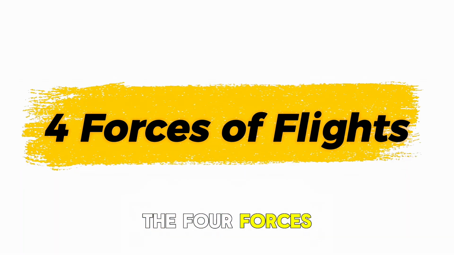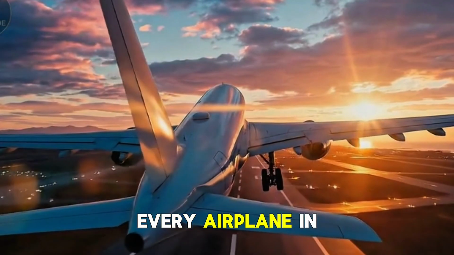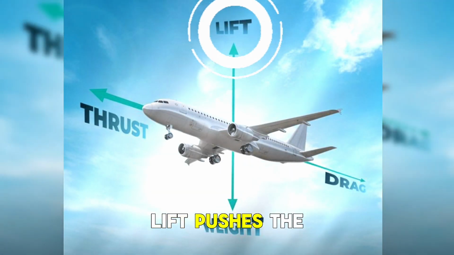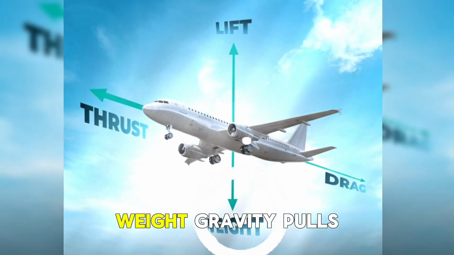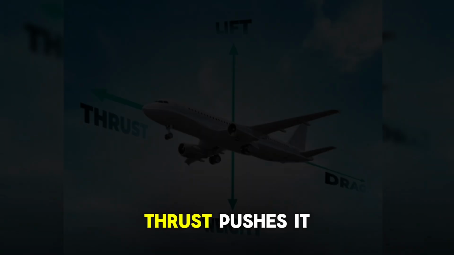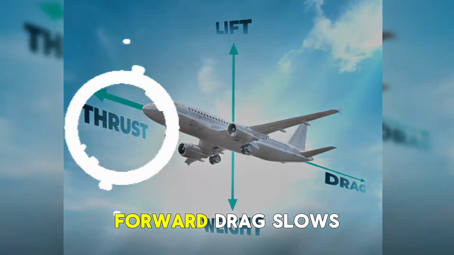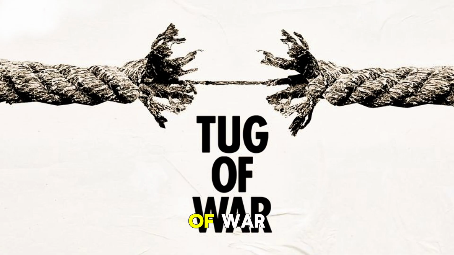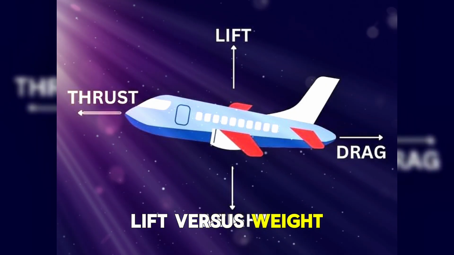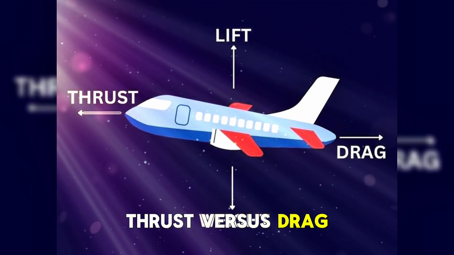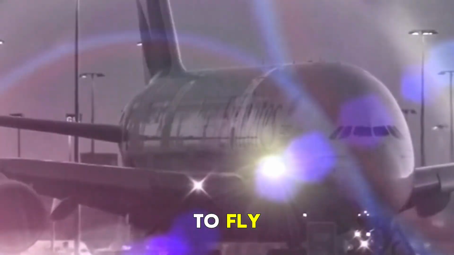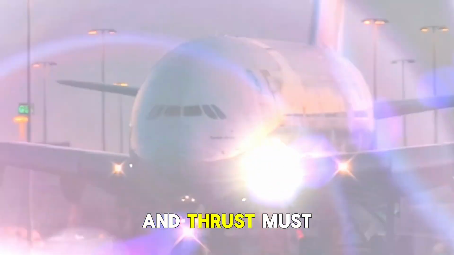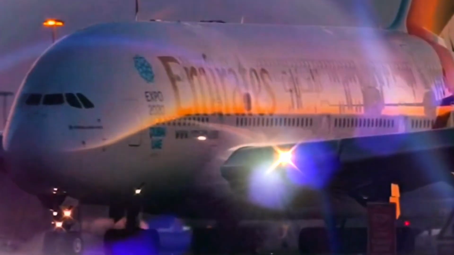The 4 forces of flight. Every airplane in the sky is controlled by 4 main forces. Lift pushes the airplane upward. Weight, gravity, pulls it downward. Thrust pushes it forward. Drag slows it down. Think of it like a tug of war. Lift versus weight, thrust versus drag. For an airplane to fly, lift must be greater than weight, and thrust must be greater than drag.